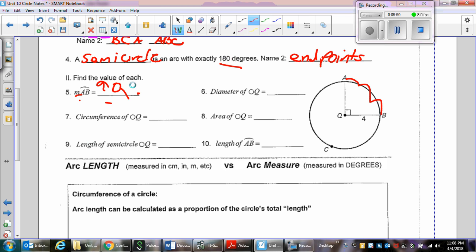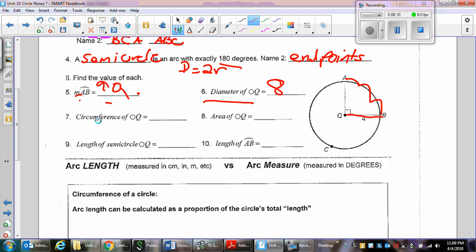Okay, and when it comes to the diameter, remember the relationship is d equals 2 times the radius. So what is the radius in this case? It's 4. So 2 times 4 is going to be 8.